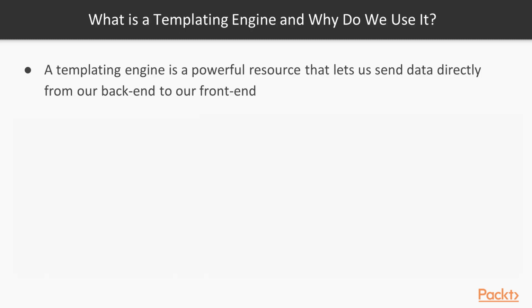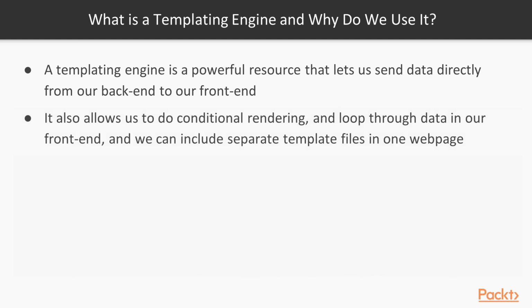What is a templating engine, and why do we use it? A templating engine is a powerful resource that lets us send data directly from our backend to our frontend, instead of using the fetch API or something like an XHR request to get data from our backend. It allows us to do conditional rendering to render specific things in certain use cases. It also allows us to loop through data in our front end. And we can also include separate template files in one web page.